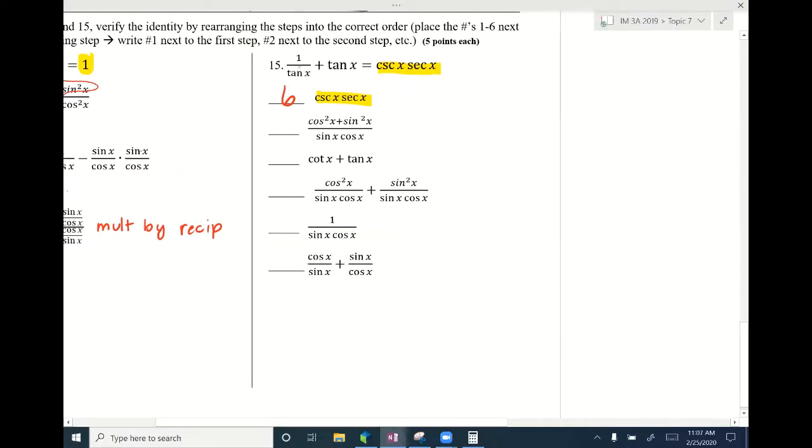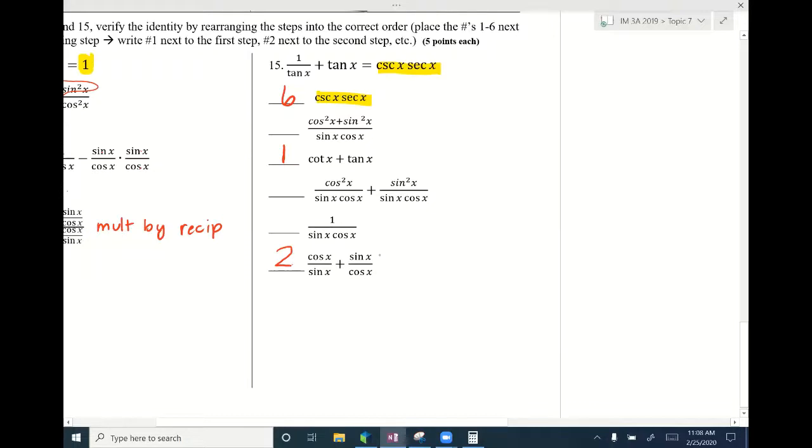So I started with 1 over tangent plus tangent. And so if I look at what's going on, it looks like I can look at this in terms of, oh, they changed 1 over tangent to cotangent. So the first step here is changing 1 over tangent to cotangent. After this, notice that everything has sine and cosine. So I'm looking for the one that changes cotangent to cosine over sine and tangent to sine over cosine. And so that's this one. So this would be step 2.